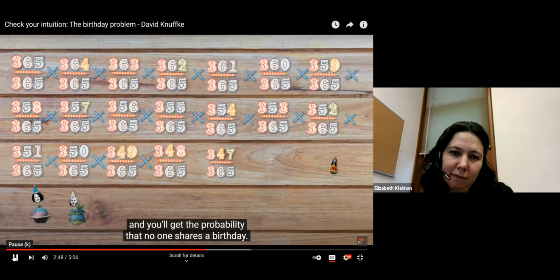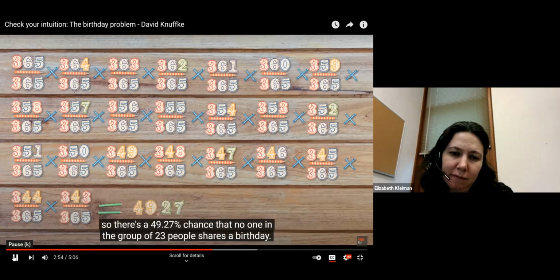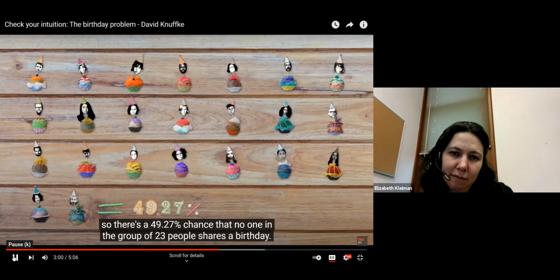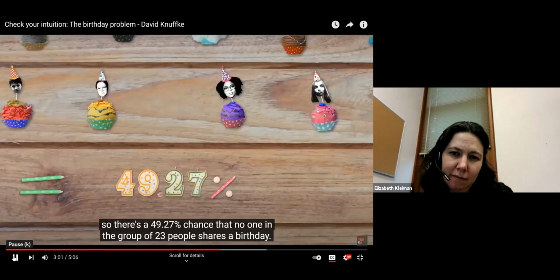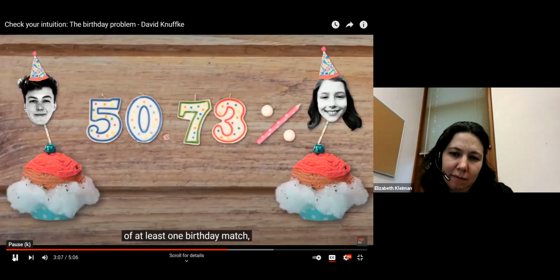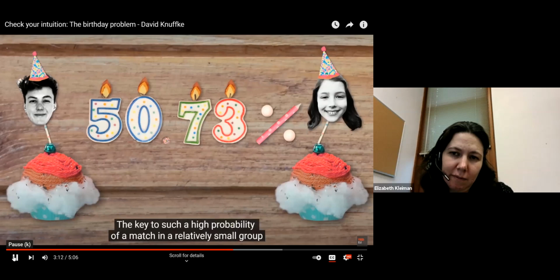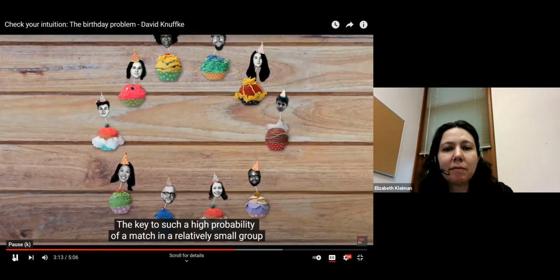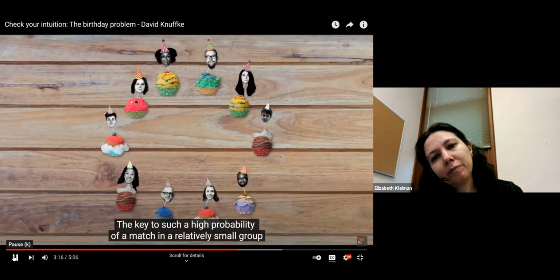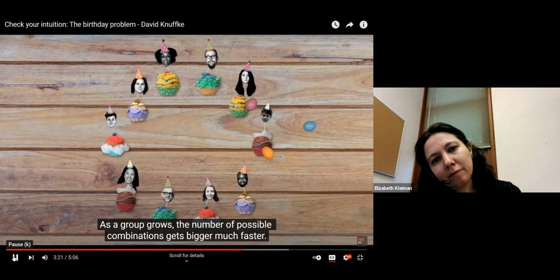This works out to 0.4927, so there's a 49.27% chance that no one in the group of 23 people shares a birthday. When we subtract that from 100, we get a 50.73% chance of at least one birthday match, better than even odds. The key to such a high probability of a match in a relatively small group is the surprisingly large number of possible pairs. As a group grows, the number of possible combinations gets bigger much faster.